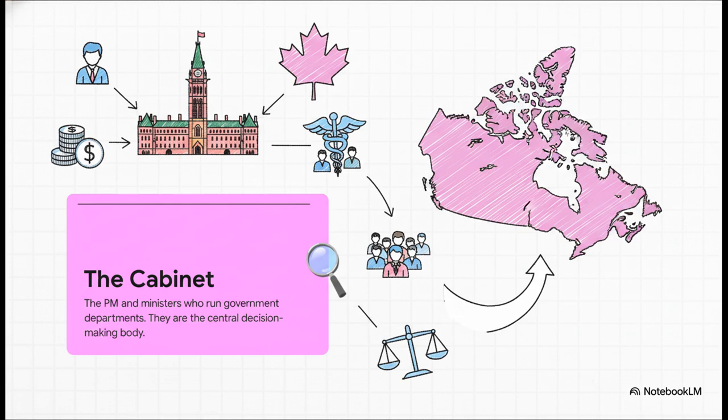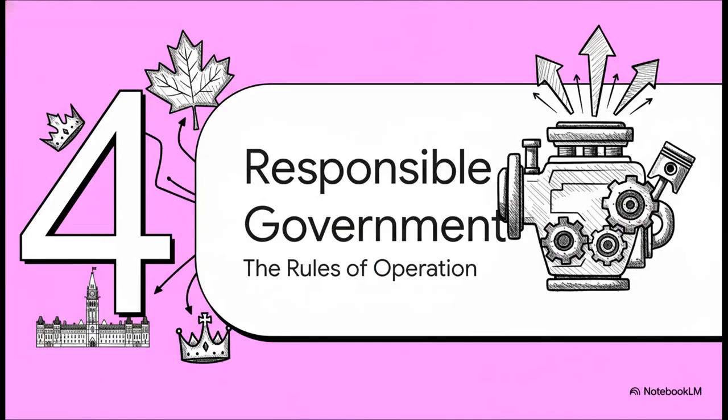In fact, when you hear people talking about the government, this is usually who they mean: the team that proposes laws and runs the country. All right, we've got the building and we've got the operators. Now let's talk about the engine that makes the whole thing go. This next idea is the absolute heart of Canadian democracy.